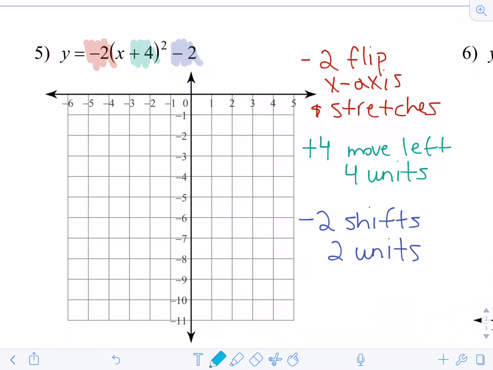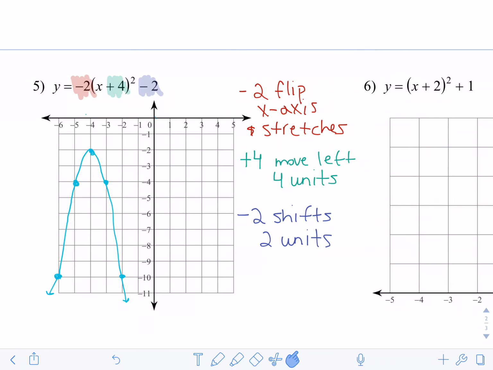Now we have some points we can graph. I can graph -6 and -10, -5 and -4, -4 and -2, -3 and -4, and -2 and -10. So this is why it's a really good thing to put this in your calculator and compare it to y equals x squared and just go over what you have, because now I see that when I was here at the origin, at 0, 0, I moved over 4 units and 2 units down. All right, so that makes a lot more sense.